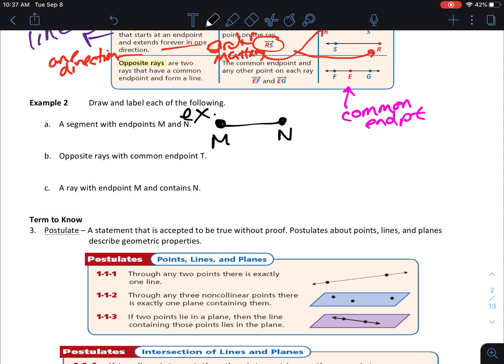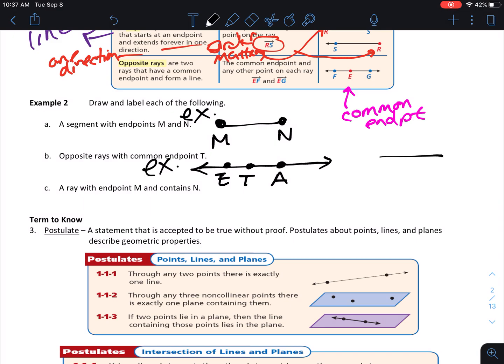Opposite rays with a common endpoint T. T is common in between them. Opposite rays, you have one going to the right, another going to the left. What I will put here is an E. Whoops, that's a terrible E. T and then A. That would be an example with the common endpoint.